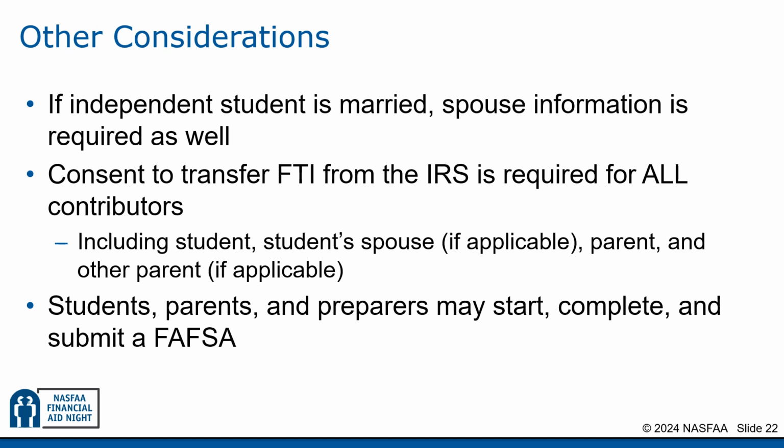A couple other considerations as students and parents go through and fill out the FAFSA information. If independent students are married, so if a student is considered independent because they are a married student, spouse information for that student will be required on that FAFSA form as well. Like I mentioned a few times, consent to transfer that tax information from the IRS is required for all contributors on that FAFSA form. So this includes students, student spouse, parent, and other parent if applicable to the student situations.